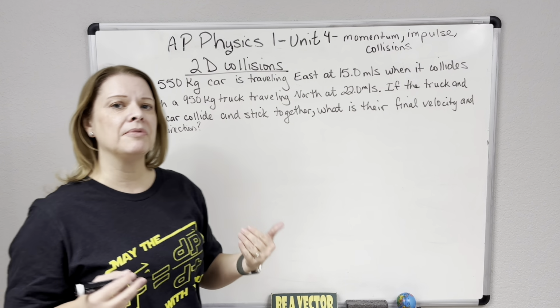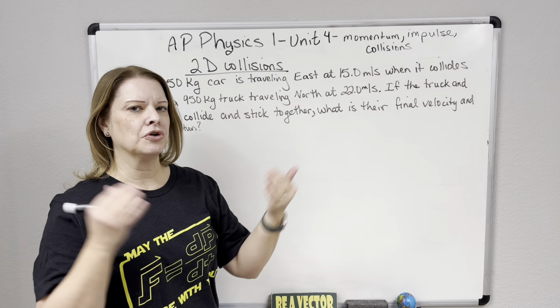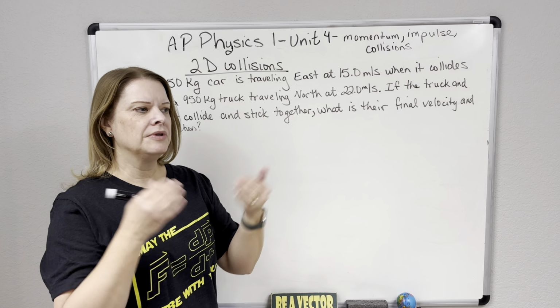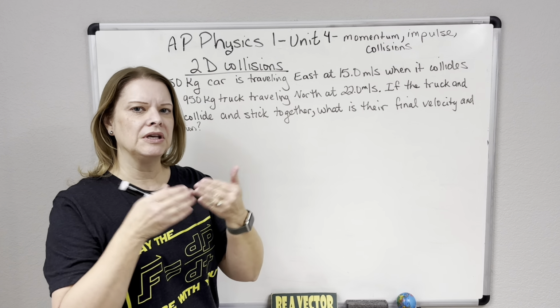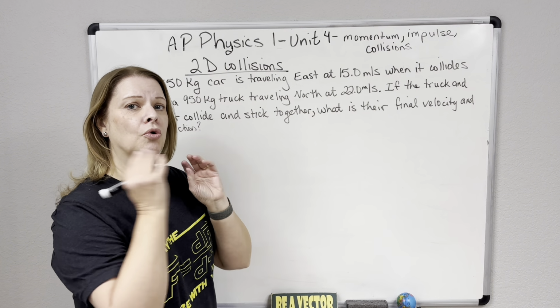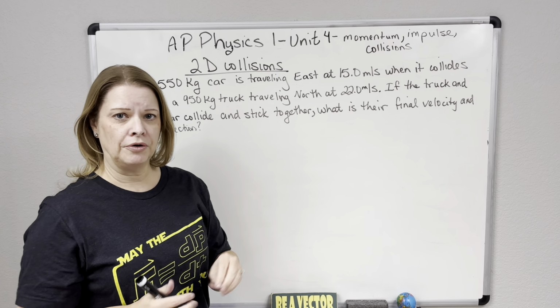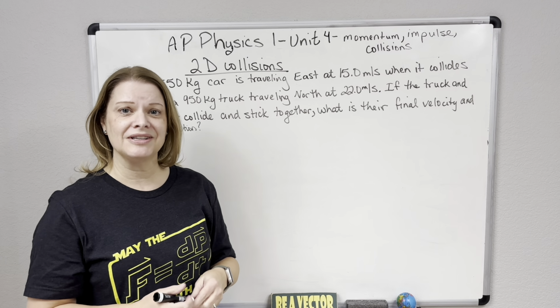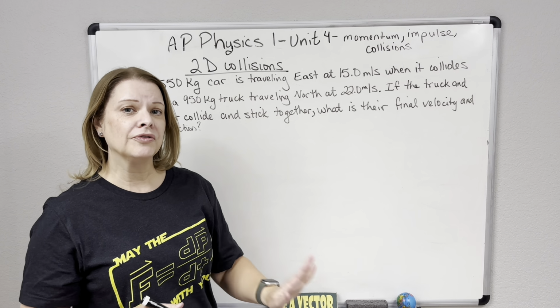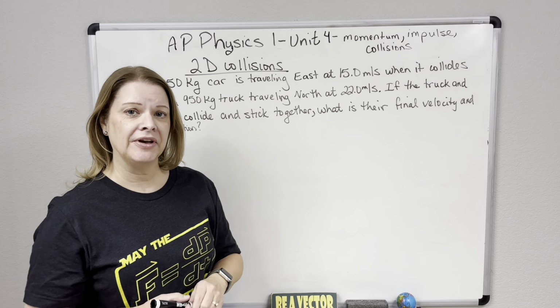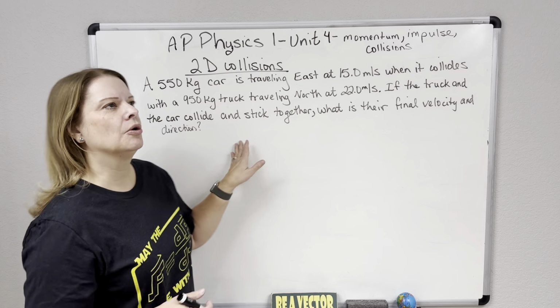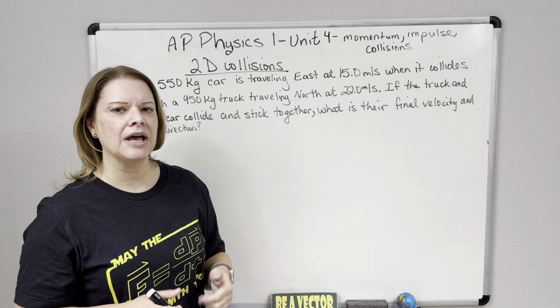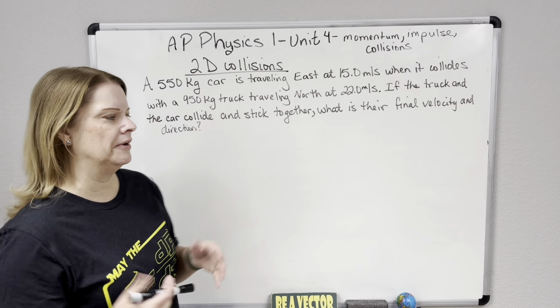Everything we've been talking about before, the carts, or the cars, or any of the billiard balls, were all moving in the same either horizontal or vertical. But now, just like how we did 2D motion with projectiles, which started moving horizontally and vertically at the same time, we're going to have 2D collisions. We're going to have some east and north going on here.